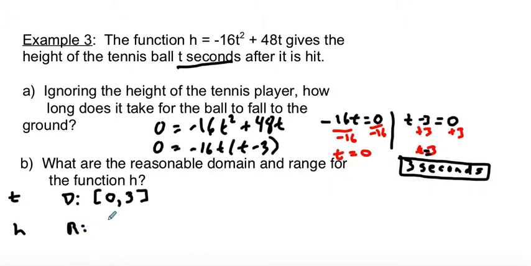for our values here, the lowest height of the ball is going to be 0. The highest height of the ball, because it makes a parabola, is going to occur up here at the vertex. So we're going to have to go ahead and find the vertex of that one. So let's do that.